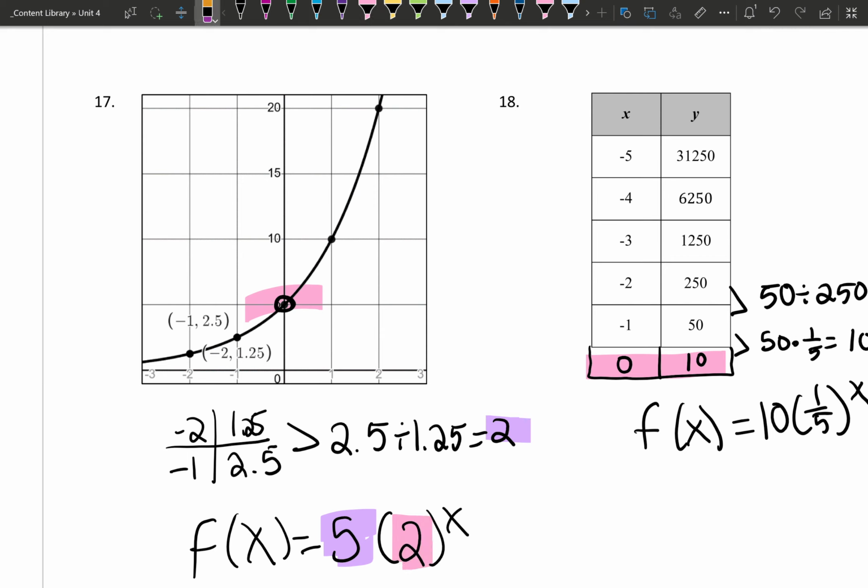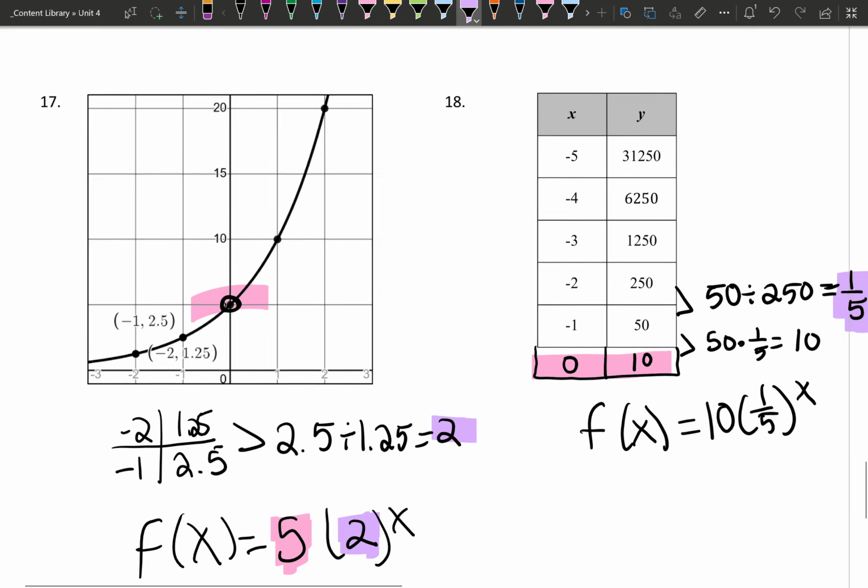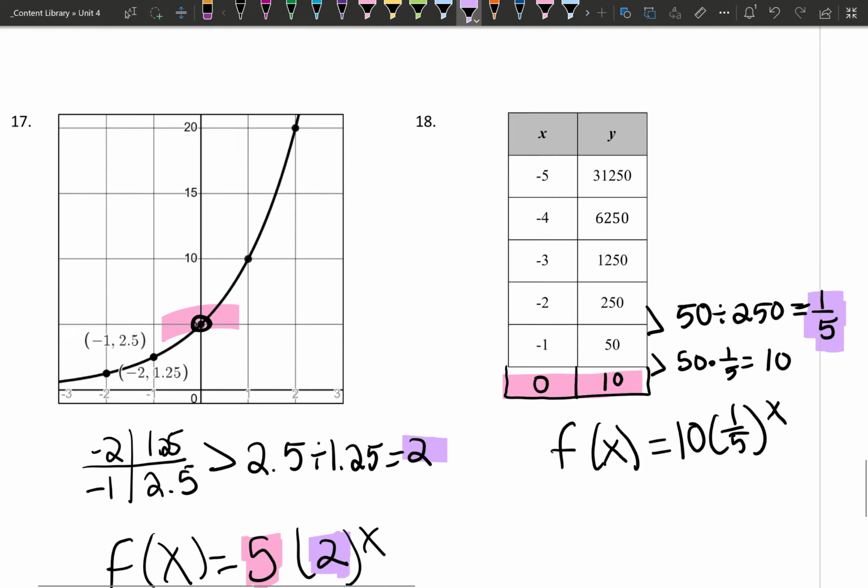Whoops, I got the colors wrong. That was crazy. I don't think I've ever done that. That was very new. There we go.